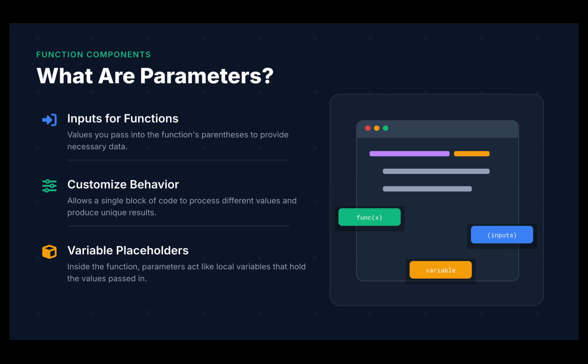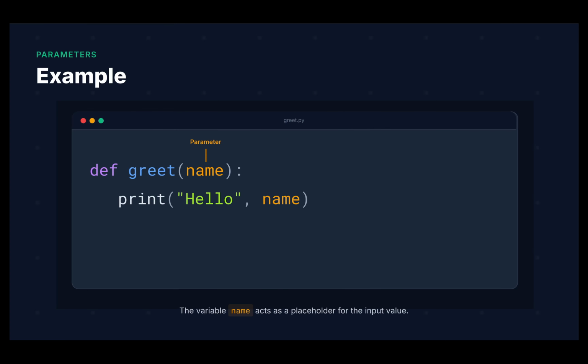Parameters. So what are parameters? Parameters are introduced as inputs for functions. They allow a function to work with different values instead of one hard-coded case. Inside the function, parameters behave like local variables that temporarily hold the values passed in. This is what makes functions flexible and reusable.